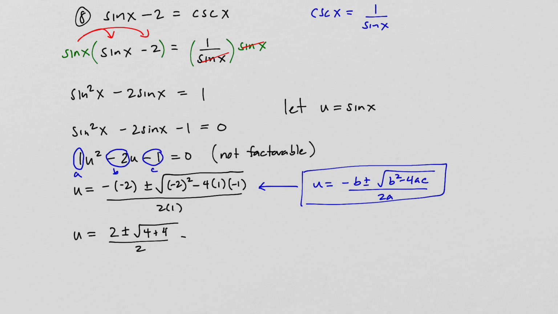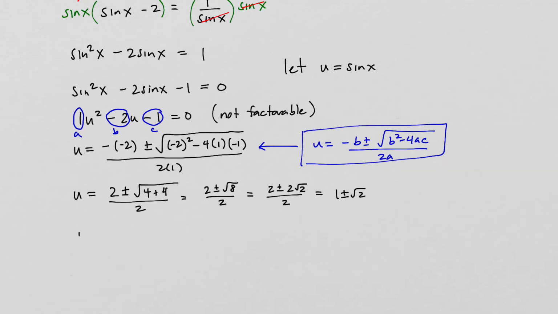2 times 1 is 2. So this is 2 plus or minus the square root of 8 divided by 2. And you can simplify this. You can say this is 2 plus or minus 2 radical 2 divided by 2. And if you divide each one of these by 2, you end up getting 1 plus or minus radical 2.